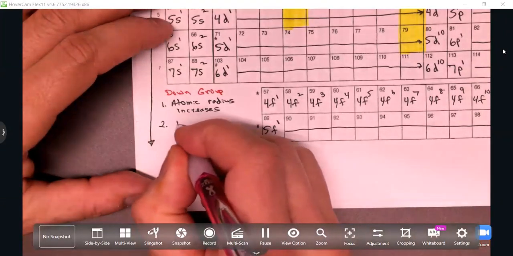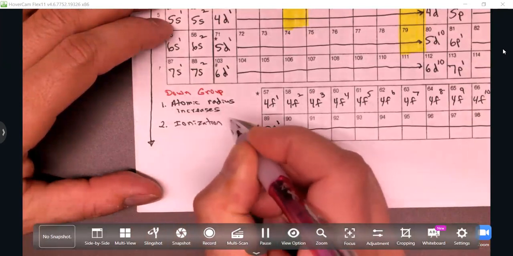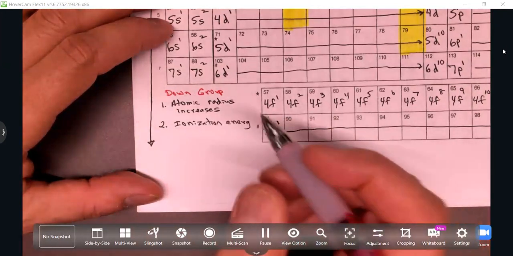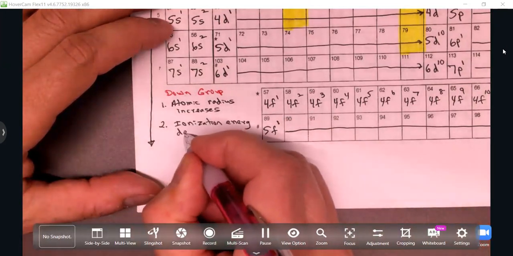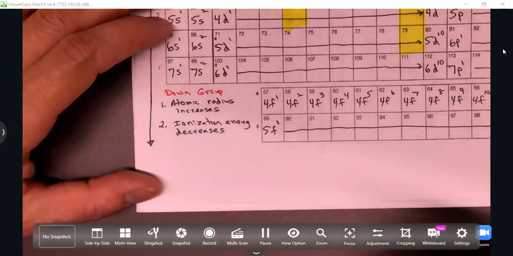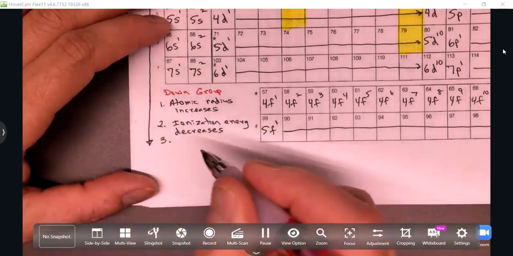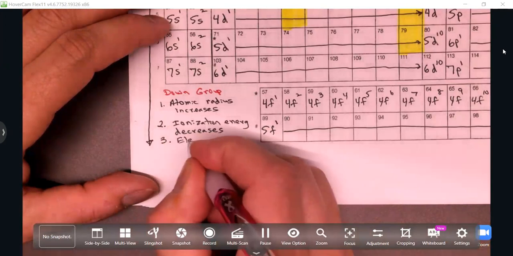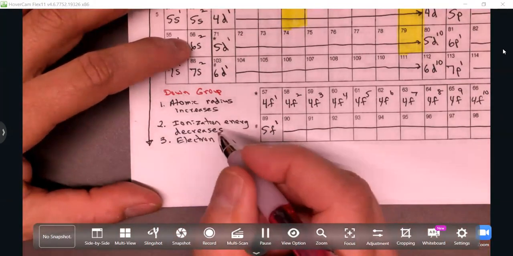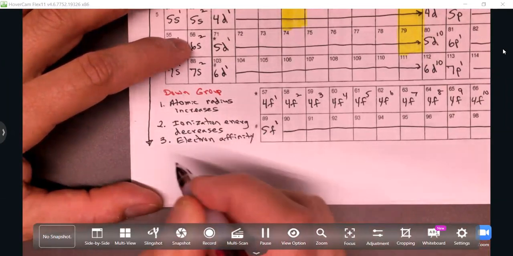Now, removing an electron, ionization energy decreases. It's going to be easier to take an electron away going down the group. If you try to add an electron, electron affinity increases.